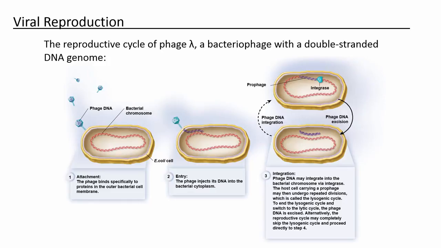So this is going to involve the synthesis of two things. You have to replicate the viral genome. And then also you have to synthesize viral proteins. And that includes the viral proteins that make up the capsid of the virus that you're going to end up assembling later on.